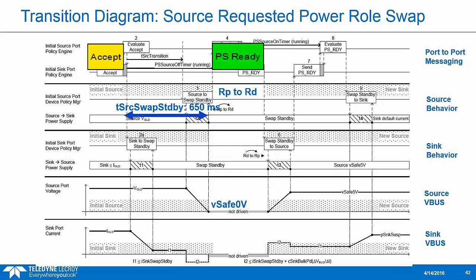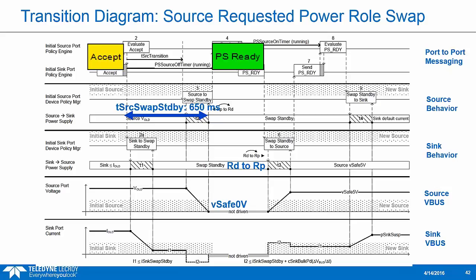The termination on the CC is supposed to flip right here from Rp to Rd on the original source, that is. So he's advertising his intent to now become a sink. If we were testing a sink, we would want to check the iSink swap standby. This is another power measurement where the old sink needs to lower its current draw below 2.5 milliamps, which is like nothing, right? The new source should flip from Rd to Rp, okay? He needs to show source terminations on CC.